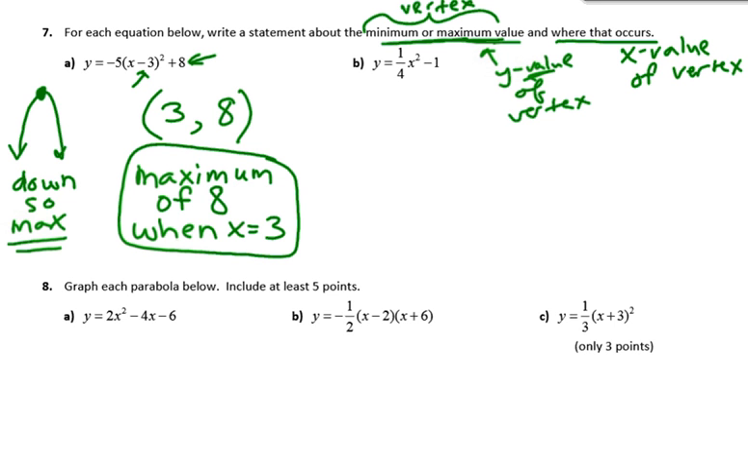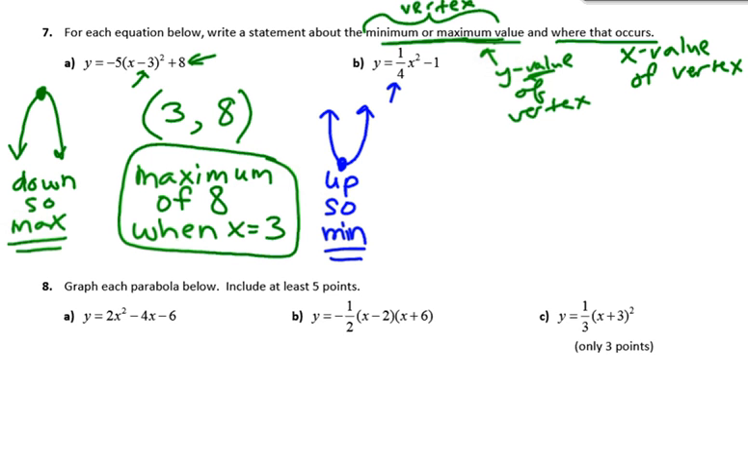So now for part B, again, we want to find if it's a maximum or minimum, so that is determined by whether we're going up or going down. a is positive, so that means my parabola in B is going up. And if you look at the vertex, that's at the bottom. So if we're opening up, we have a minimum value.